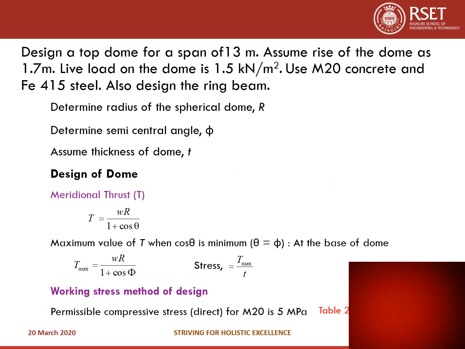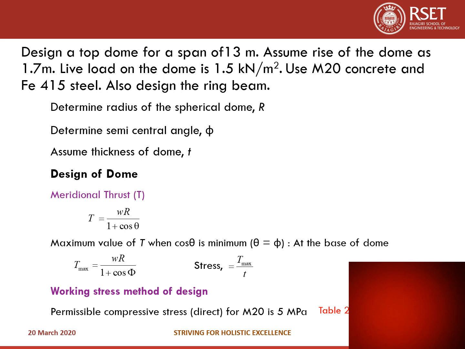Now let us do a problem. Design a top dome for a span of 13 meters. Assume the rise of the dome as 1.7 meters. Live load of the dome is 1.5 kilonewton per meter square, and use M20 concrete and Fe415 steel. Also design the ring beam. Now let us draw the geometry of the dome first.